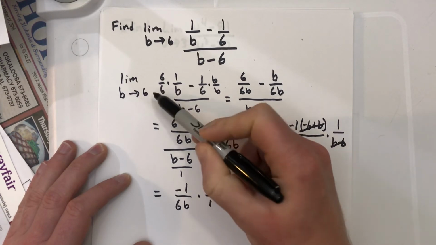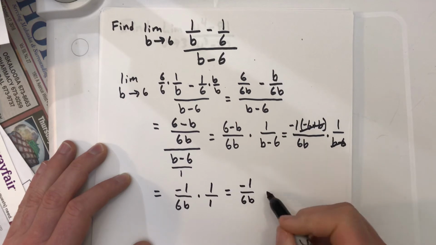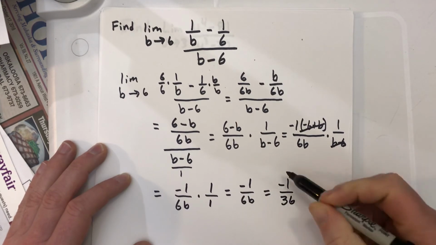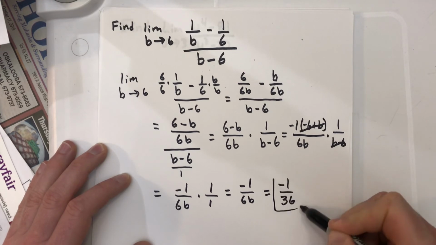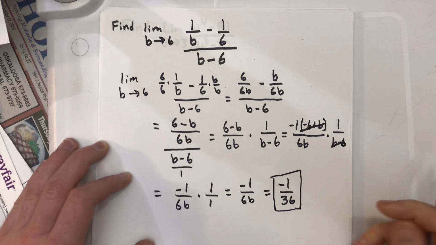And now I can actually evaluate this. So I plug 6 in here, because that's my limit. Plug 6 in here. That's going to give me negative 1 over 36. So my limit as b approaches 6 is negative 1 over 36.